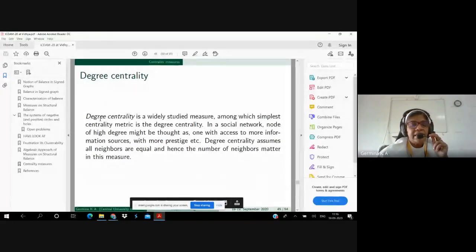Another measure is degree centrality. Degree centrality is a widely studied measure, among which the simplest centrality metric is the degree centrality. In a social network, we converse with or are related to many other people. So a node of high degree might be thought of as one with access to more information sources, with more prestige, etc. Degree centrality treats all neighbors as equal, and hence the number of neighbors matters in this measure. It simply depends upon the degree of the given vertex.